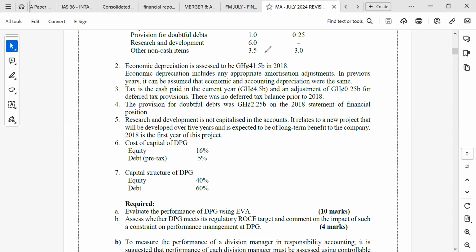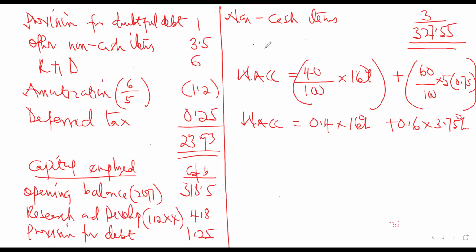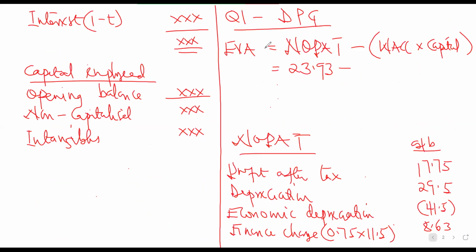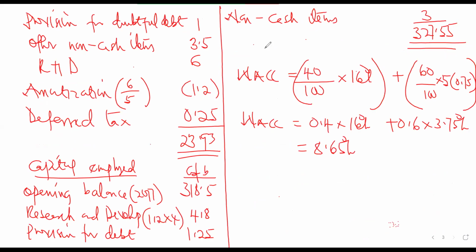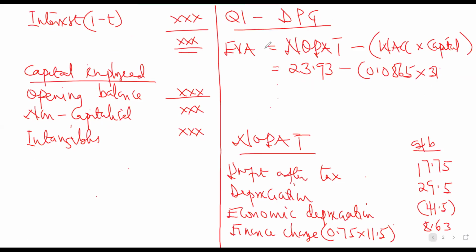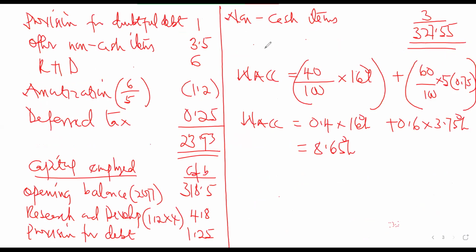So the total will then be 8.65%. So you will now have your 0.0865 multiplied by the capital employed to be 327.55.